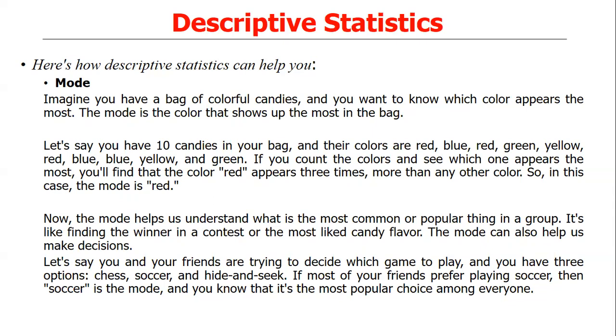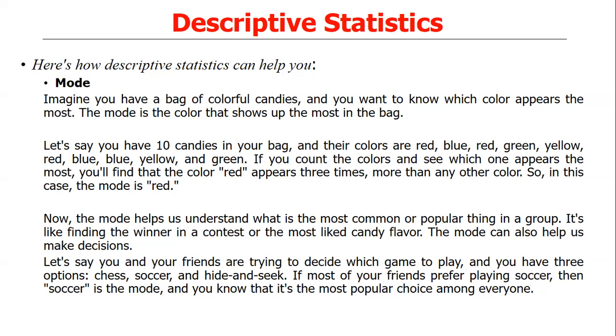Let's say you have 10 candies in your bag and their colors are red, blue, red, green, yellow, red, blue, blue, yellow, and green. If you count the colors and see which one appears the most, you find that the color red appears 3 times, more than any other color. So in this case, the mode is red. Now, the mode helps us understand what is the most common or popular thing in a group. It's like finding the winner in a contest or the most liked candy flavor.